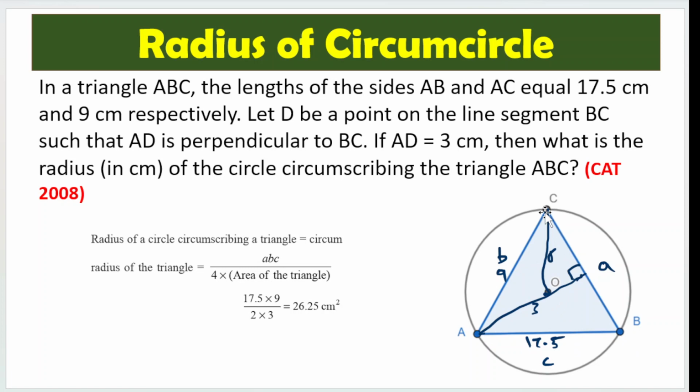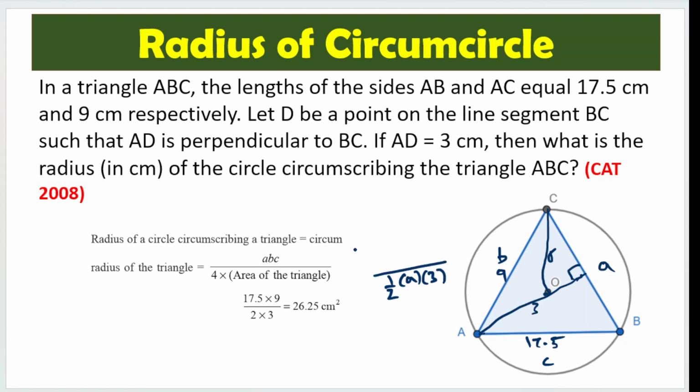What is the area of this triangle? Half into this a, this a into height. Height is 3. Right. Half into a into 3. That is the area of this triangle.